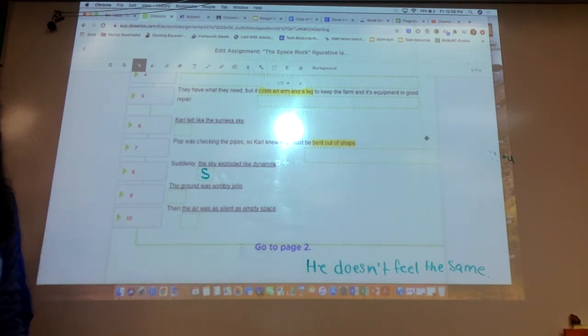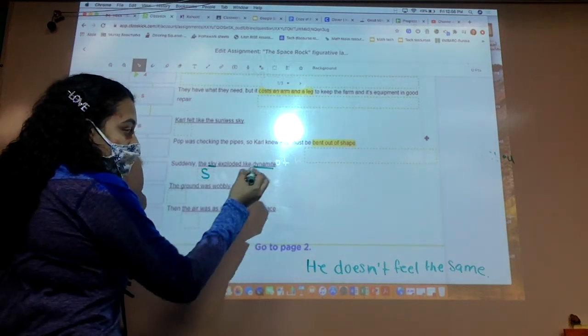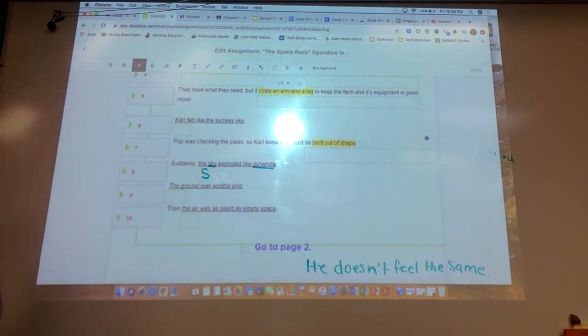And then we need to highlight the two things that are being compared. The sky and dynamite. Okay, do you agree? The sky is being compared to dynamite. Yes.